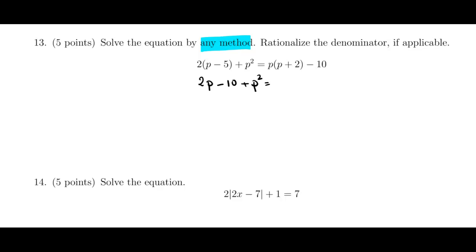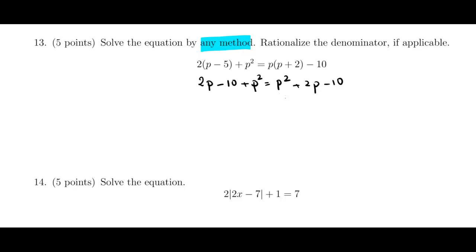So if I multiply first, it's going to be 2 times p, 2 times minus 5 is minus 10, plus p squared. P times p is going to be p squared. P times 2 is going to be 2p and minus 10. So I just did a regular distribution, all right? Now I'm going to try to combine all the like terms.